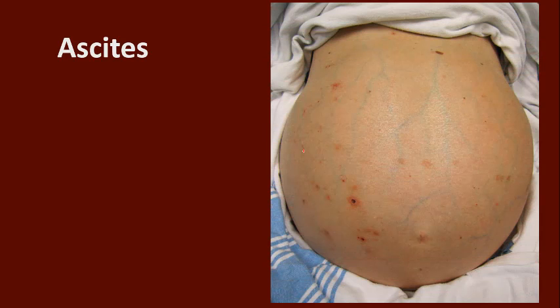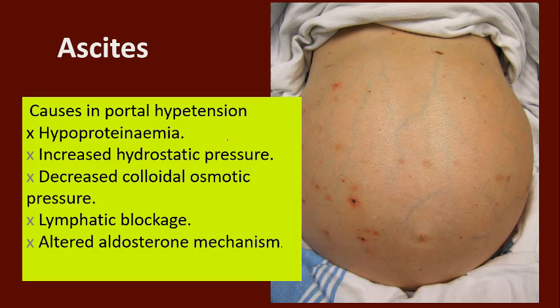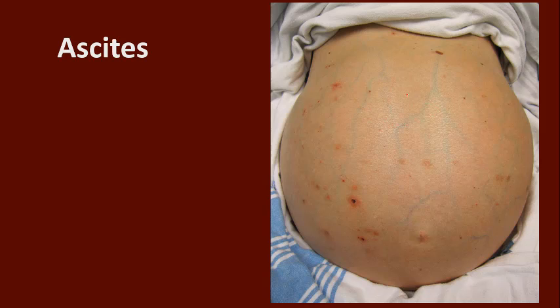Ascites. In general, the causes of ascites: liver failure and portal hypertension, which is our subject today, carcinomatosis with ovarian malignancy or any other intra-abdominal malignancies, heart failure, renal failure, chronic peritonitis like tuberculosis, and pancreatitis.